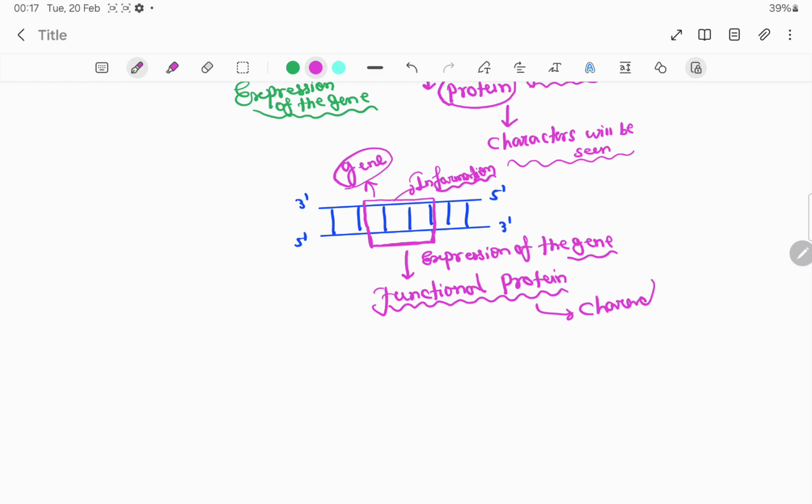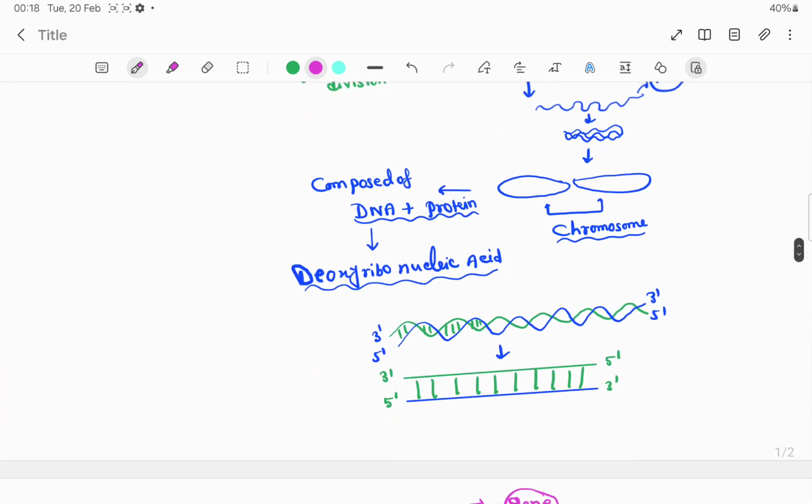So the characters which are there in living organisms are determined by the gene. And what is a gene? Gene is the part of DNA from where the functional proteins are formed. Clear? Now already I have told that the chromosome is made up of DNA and protein. That means in the chromosome the DNA is present.